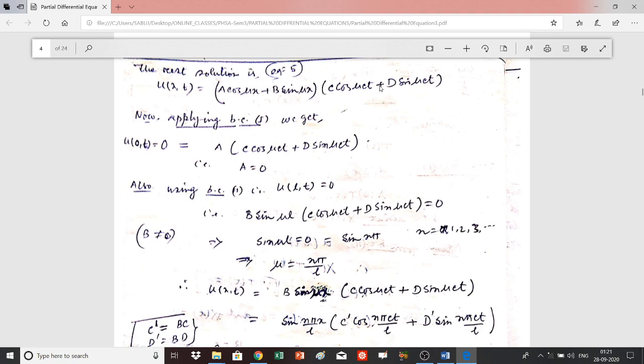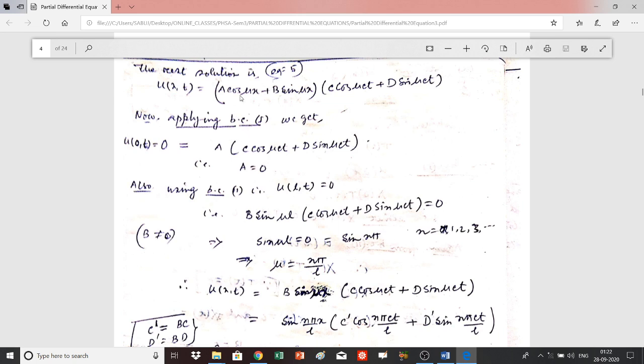So a into this term. Okay, this term is there. And since it is equal to 0 and this term is not equal to 0, you can easily say that a is equal to 0. Now from boundary condition number 2, that was given as u(l, t) is equal to 0. Just use the value of x equal to l.